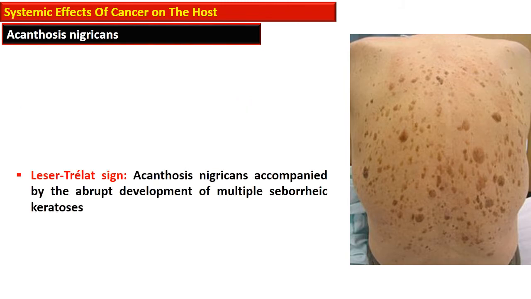Acanthosis nigricans is sometimes accompanied by the abrupt development of multiple seborrheic keratoses, which is termed the Leser-Trélat sign, and these skin changes may appear before the cancer is discovered.